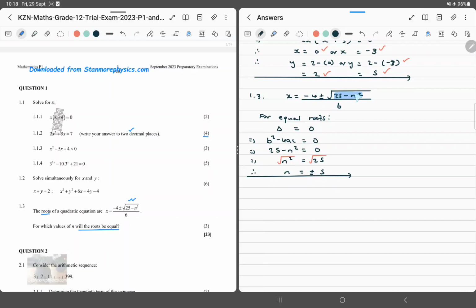When we take minus 5 squared is 25. 25 minus 25 is 0. And square root of 0 is 0. So essentially the only root is minus 4 over 6. So these ones check out. So 2 marks for that, and a mark for that substitution. So this is how it goes. Okay, all right.